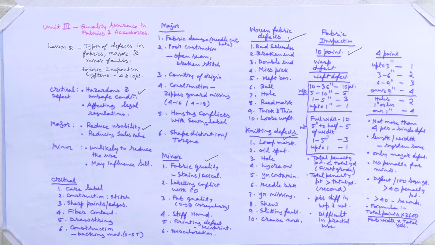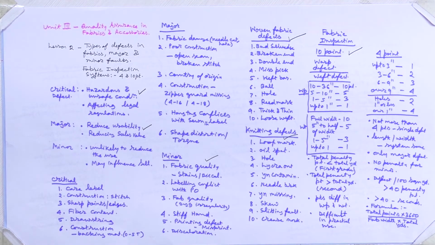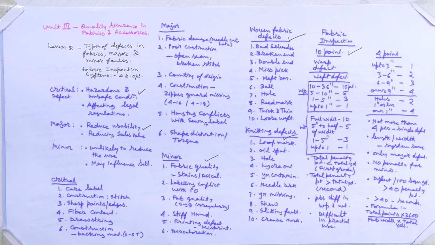This again varies from buyer to buyer. The formula of the 4-point system is: total points assigned, multiplied by 3600, divided by fabric width multiplied by total yards inspected. That becomes the total penalty points. Many buyers, for a roll, accept only 20 penalty points. If a total of 20 penalty points is there, they will accept the lot. If it is more than 25, they will accept it under consideration. So it depends on the buyer, this kind of inspection system or penalty point system and the decision making process.